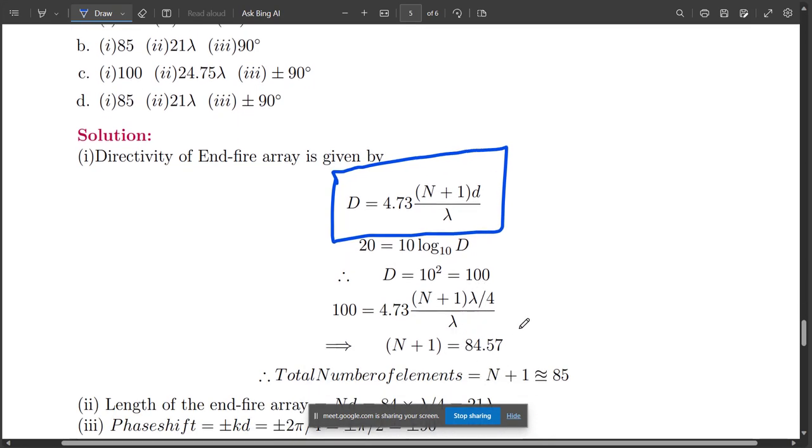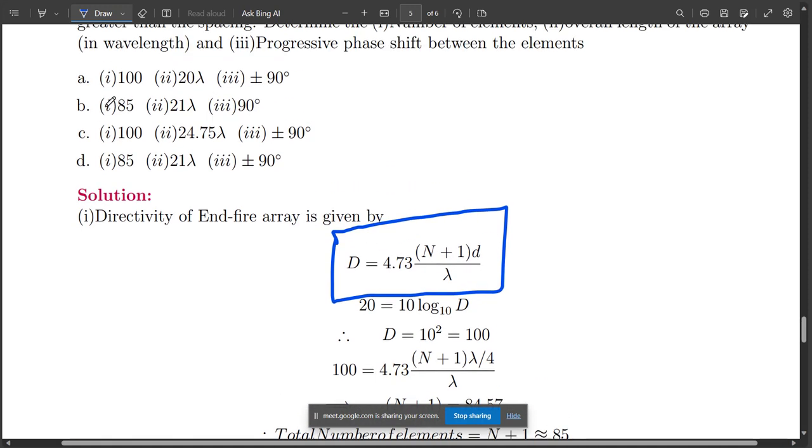Ma'am, where is it 400? Only 4. From where is it? No, only 4. Yes, yes. So the correct answer is: total number of elements is 85. So n plus 1 came as 84.57. So we already know that the number of elements is an integer number. So maximum total number of elements can be how much? 85.